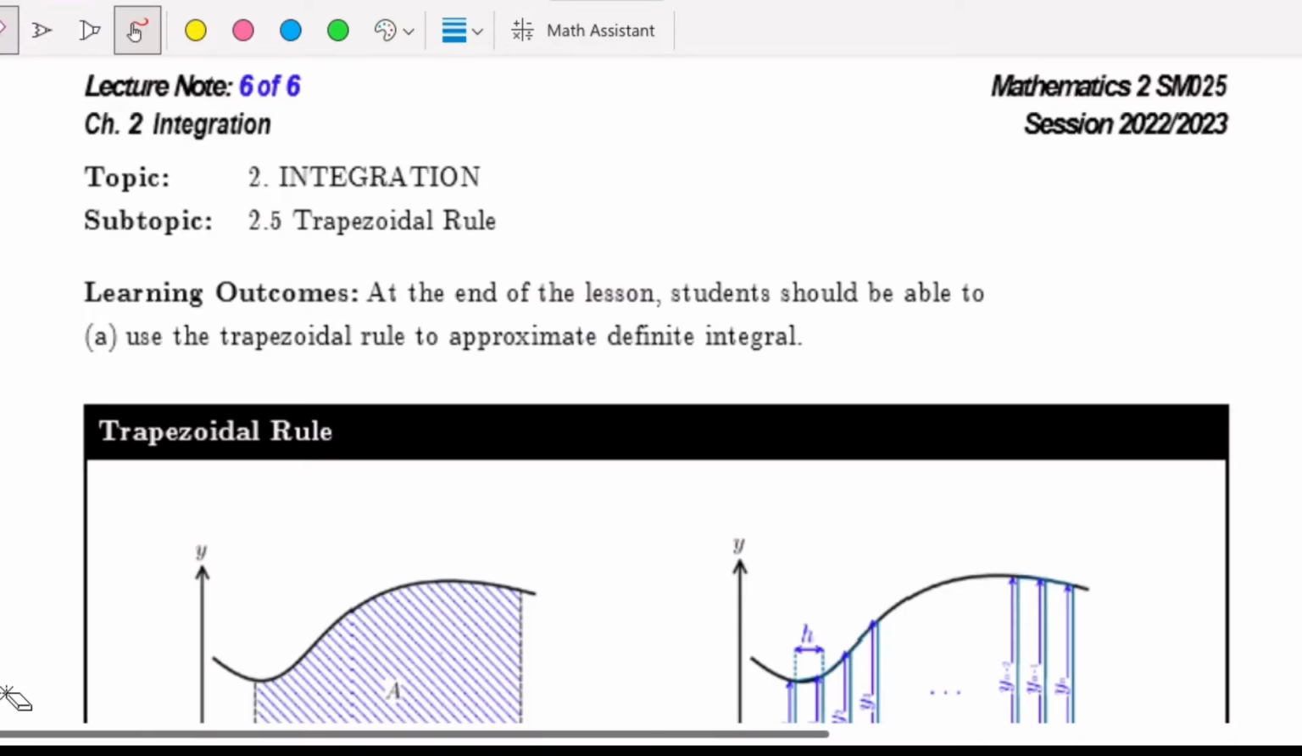Part 6 of Chapter 2, subtopic Trapezoidal Rule. The learning outcomes of this lecture: students should be able to use the trapezoidal rule to approximate a definite integral.